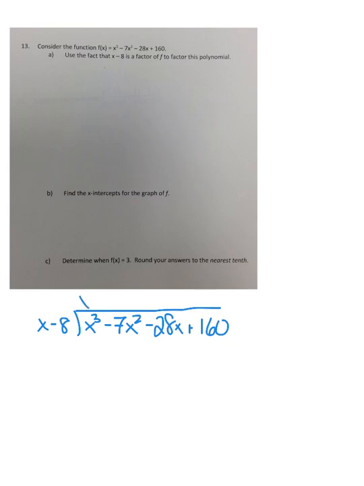So let's get started. I know here that I'm going to have x squared, right? So then I'm going to take that x squared and multiply by that x, and that'll give me x cubed.